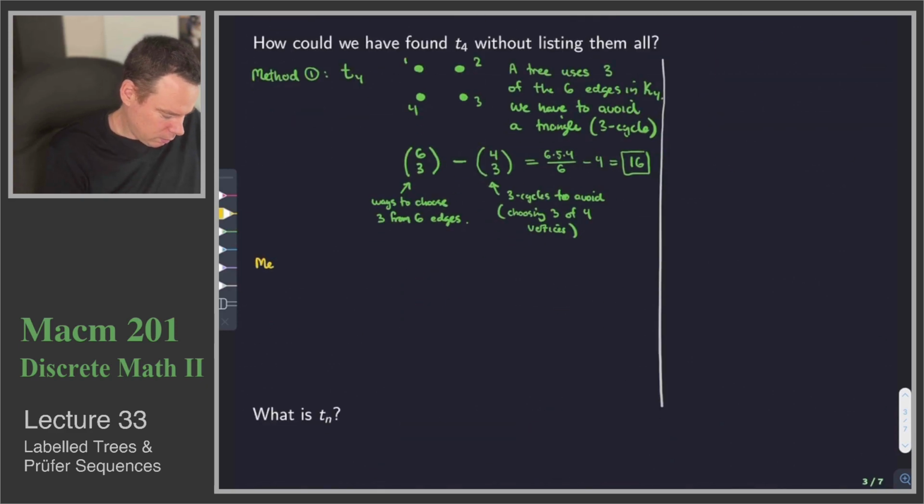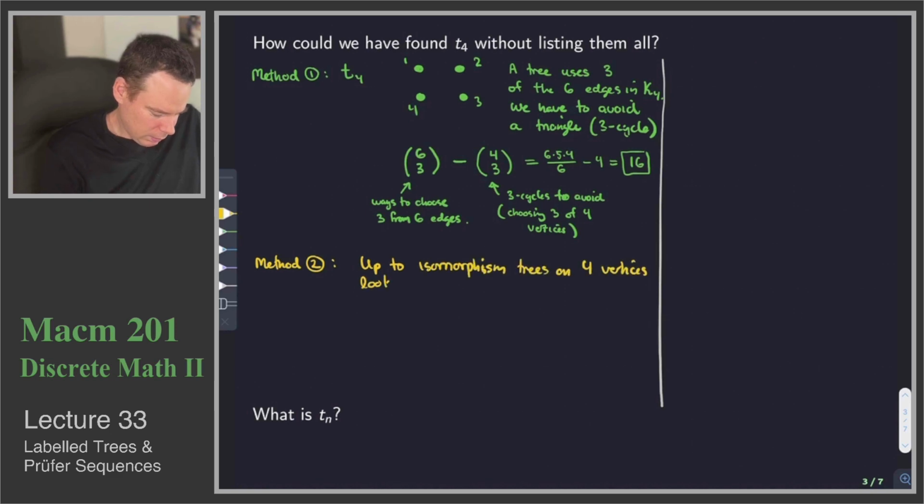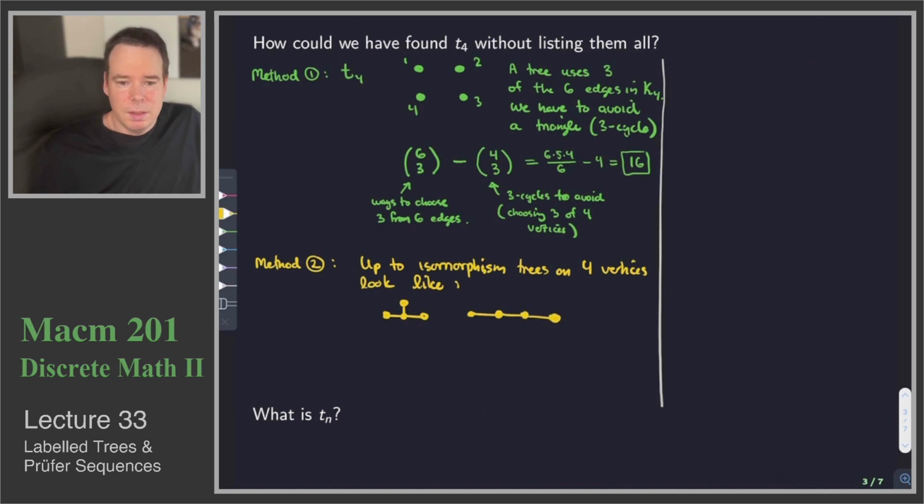Could we count this in another way? Let's try a different way of counting. So we'll call this method 2. And here we're going to just look at what are the kinds of trees there are on 4 vertices. What are their shapes? Up to isomorphism, trees on 4 vertices look like, well, it could look like this. There could be a vertex of degree 3 and then 3 leaves hanging off it, or it could be a path. And that's it. Those are all the kinds of trees we can have up to isomorphism on 4 vertices.